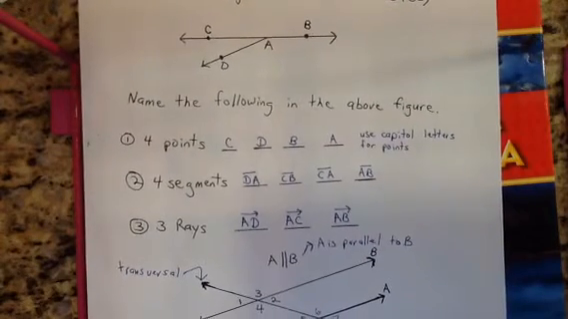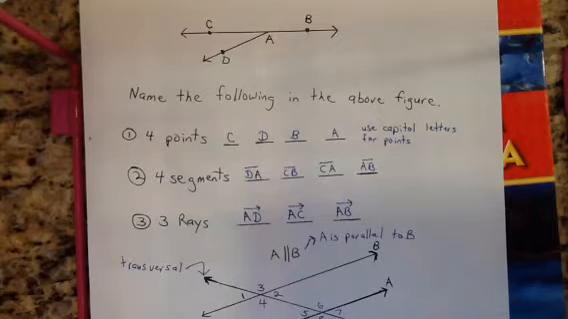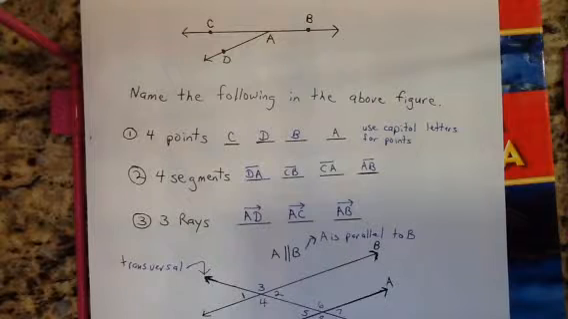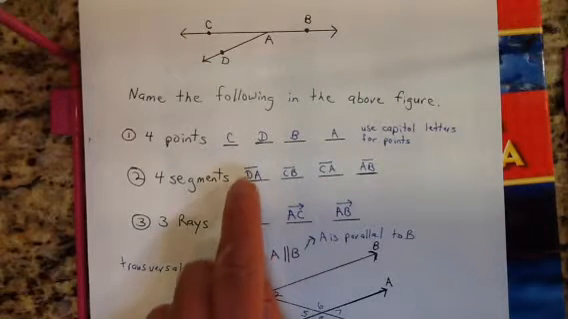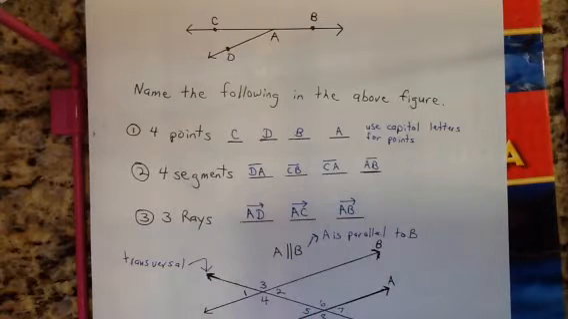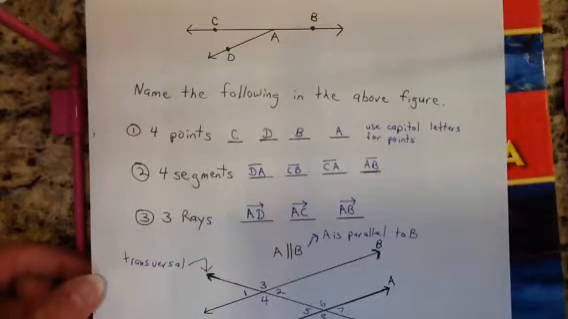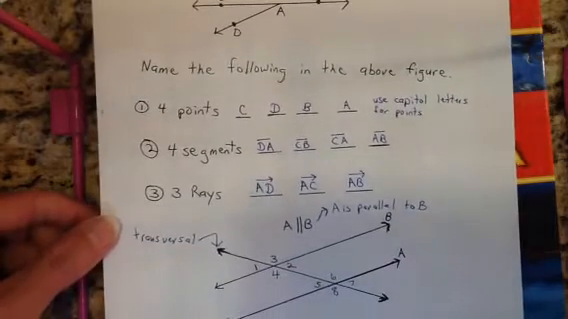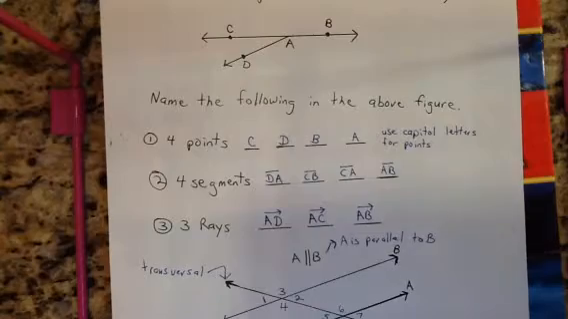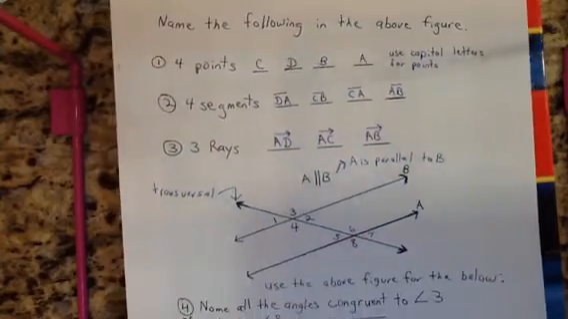Name the following in the above figure. Number 1, name 4 points. Well, when you name points, you use capital letters for points. So there's points C, D, B, and A. And then name 4 line segments. Notice a line segment is indicated by a line above the 2 end points. And I've got those listed there. Rays are indicated by a line with an arrow at one end. Okay, so you can see the rays listed there.